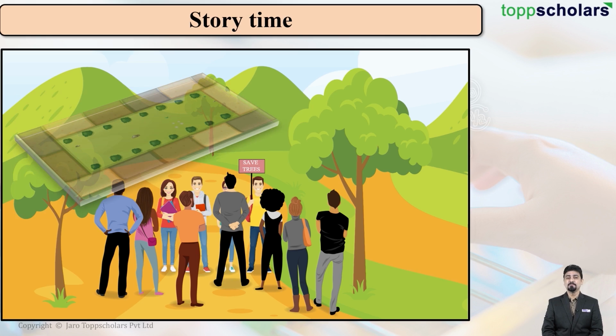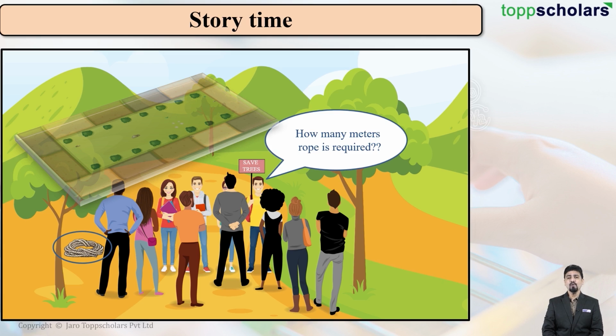They decided to plant trees along the boundary of the playground. While doing so, they wanted to first have a rope so that a rope can be fitted and the trees can be saved and aligned properly. But for tying a rope along the border, they wanted to know how many meters of rope will be required for the boundary of the playground. How will the students calculate the length of the rope required for the boundary?